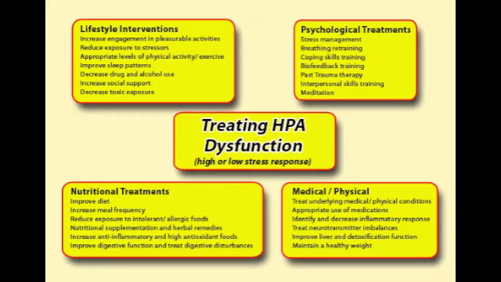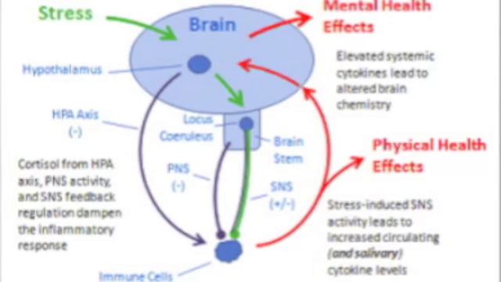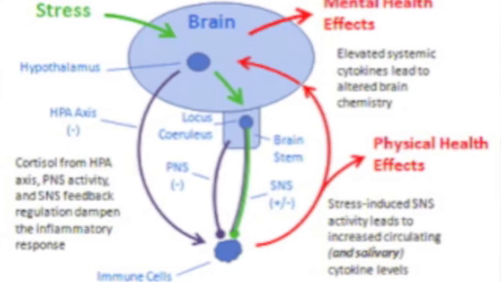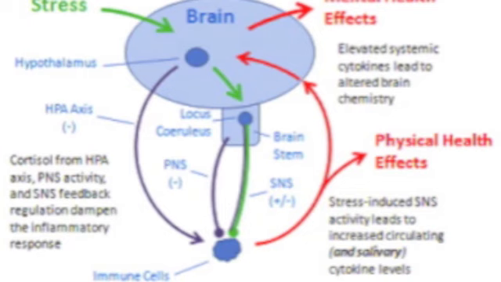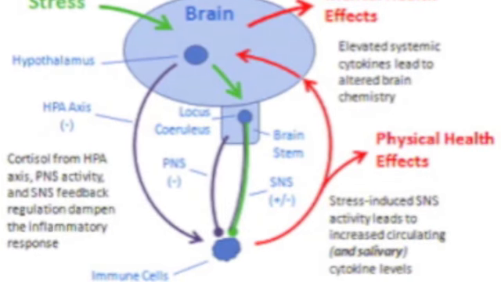The treatment for HPA dysfunction also varies based on the cause. They're broken into 4 categories: lifestyle interventions, psychological treatments, nutritional treatments, and medical treatments. Studies on humans show that the HPA axis is activated in different ways during chronic stress depending on the type of stressor, the person's response to the stressor, and other factors.